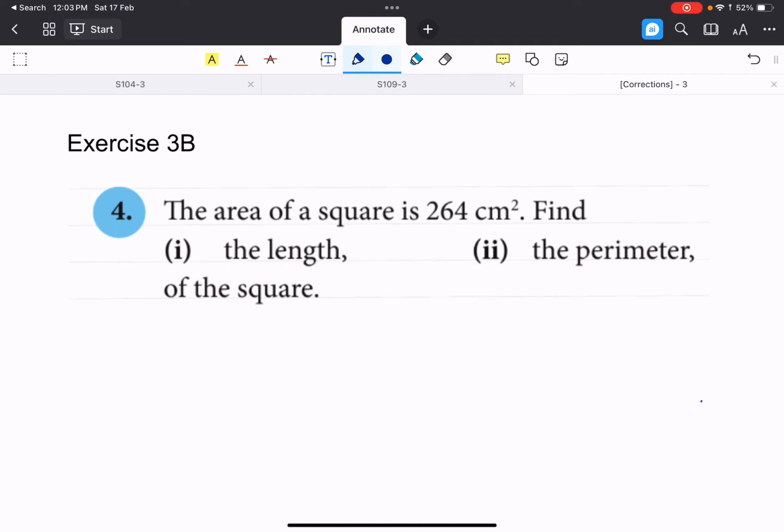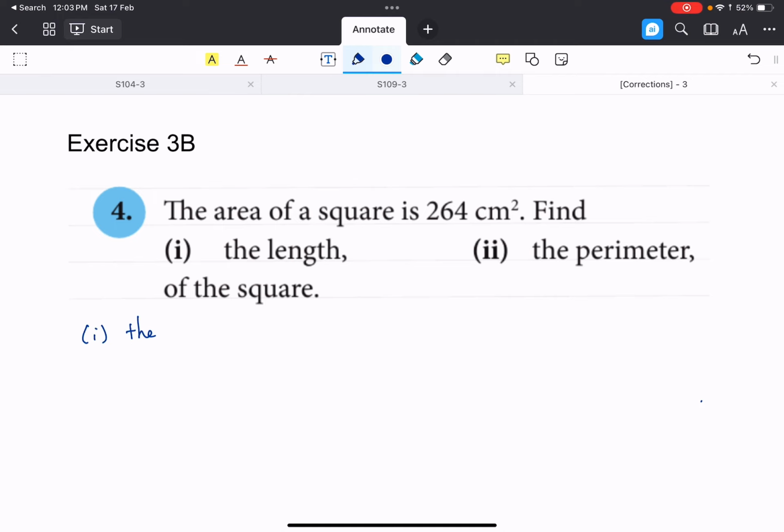So here's an example, right? We are given that the area of a square is 264 and we want to find the length. So straight away we know that the way to do it is to find the square root of 264, and with that we will see our non-terminating solution. So how do we present our solution in this way? Let's take a look.